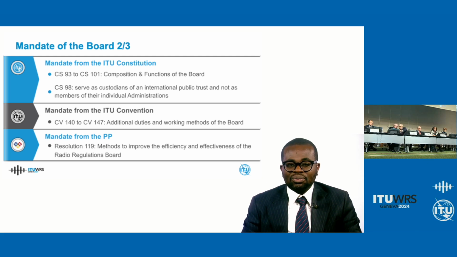PP Resolution 119 on methods to improve the efficiency and effectiveness of the RRB reiterates the board's functions and contains specific provisions aimed at enhancing the transparency of the board's work.